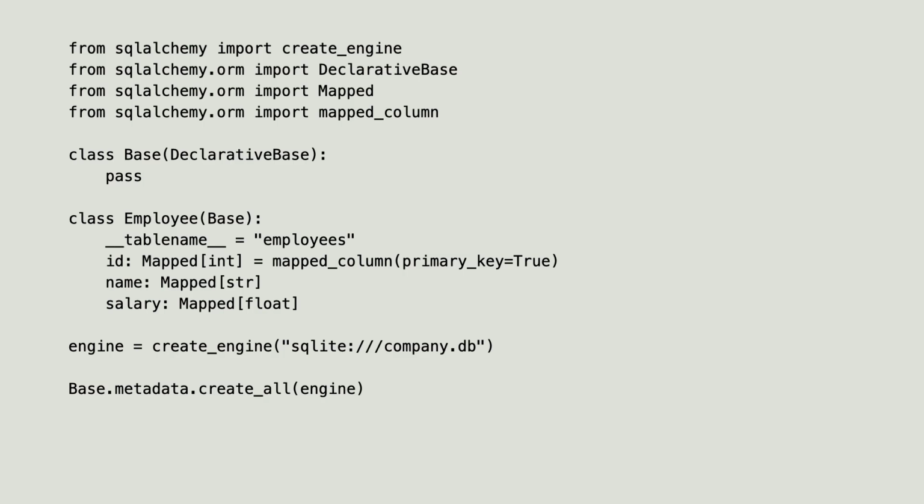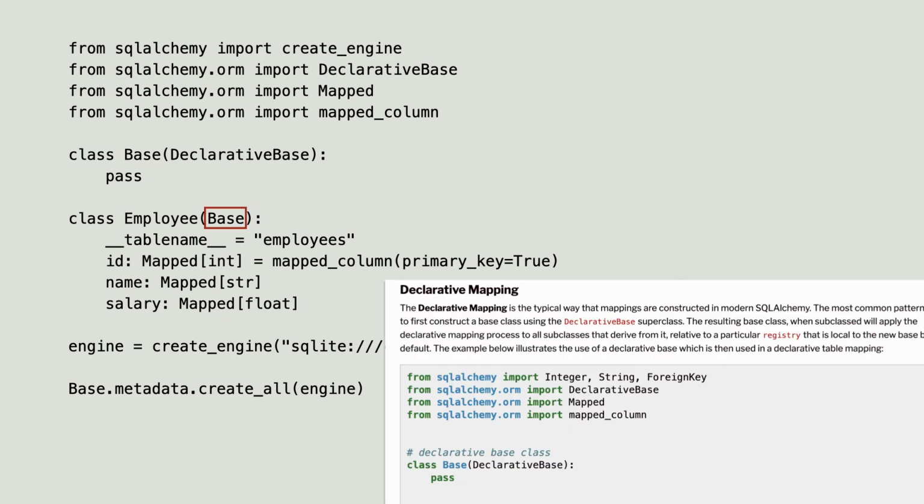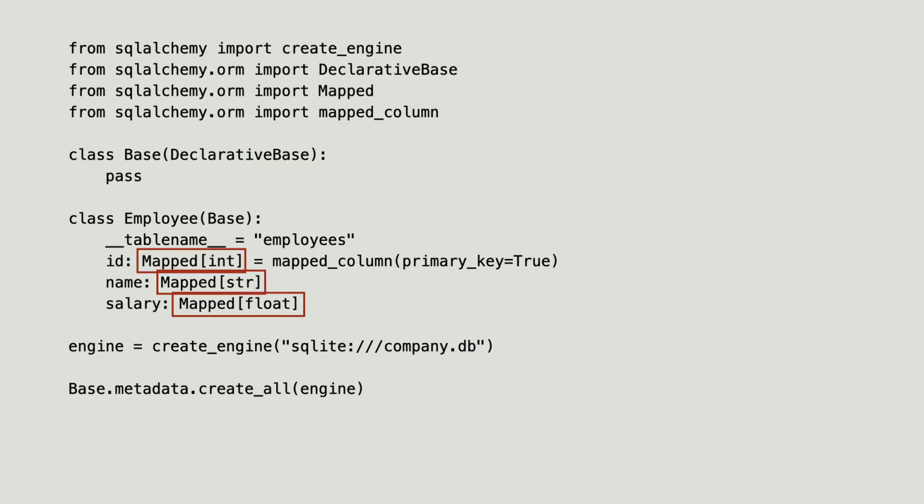Look again at the code. The employee class inherits from base, which in turn inherits from declarative base. In SQLAlchemy 2.0, this is the common pattern to construct mappings between objects and the database. Attributes can be annotated with type hints.